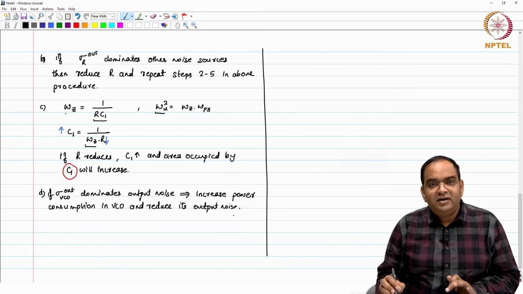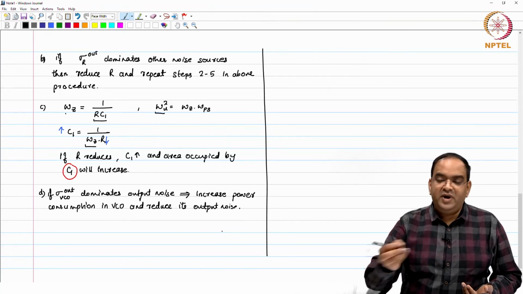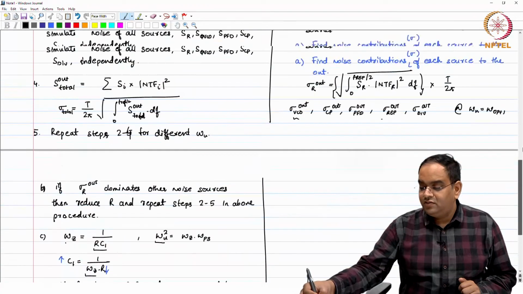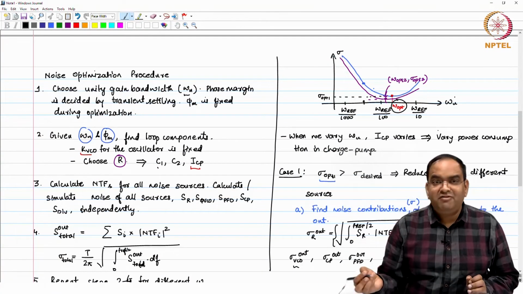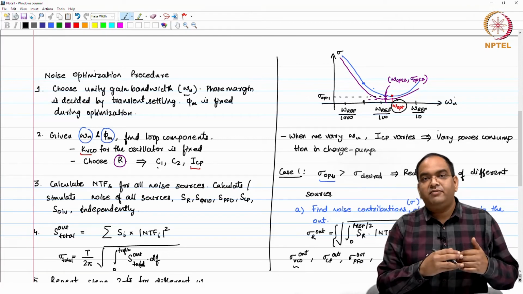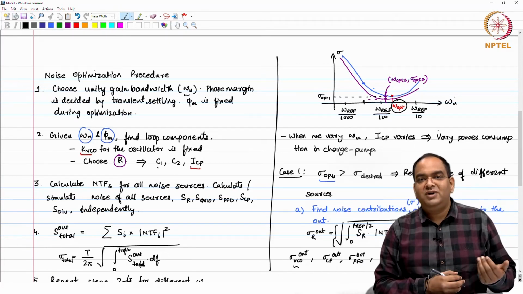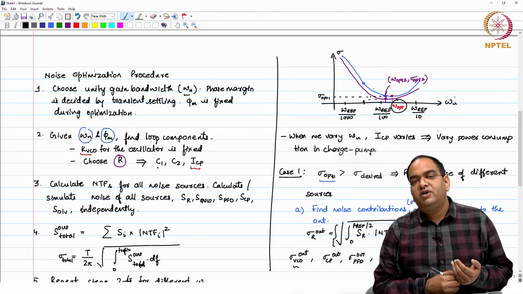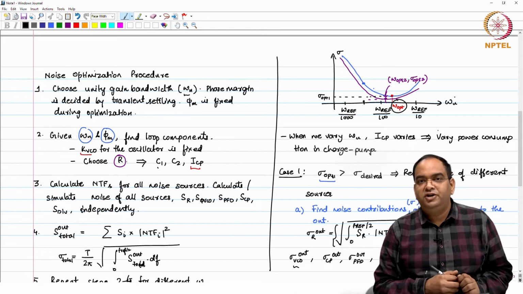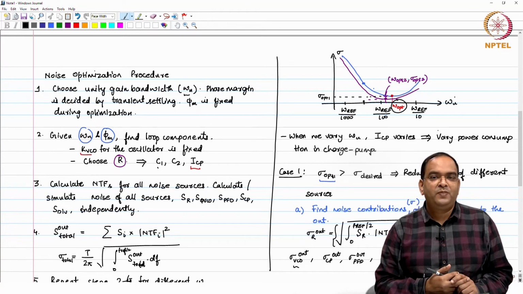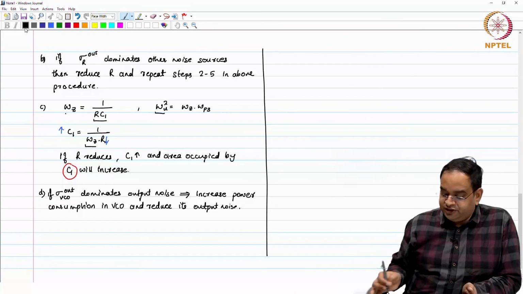So, you do that and you get the phase noise of the oscillator. You go back again to your jitter versus sigma plot, and do it again. You may find that you meet your requirements. If you meet the requirements, well and good. If you do not meet your requirements, then you have to again increase the power consumption in the oscillator and reduce the output noise. Okay. So, that is something which we need to do when Vco noise dominates.